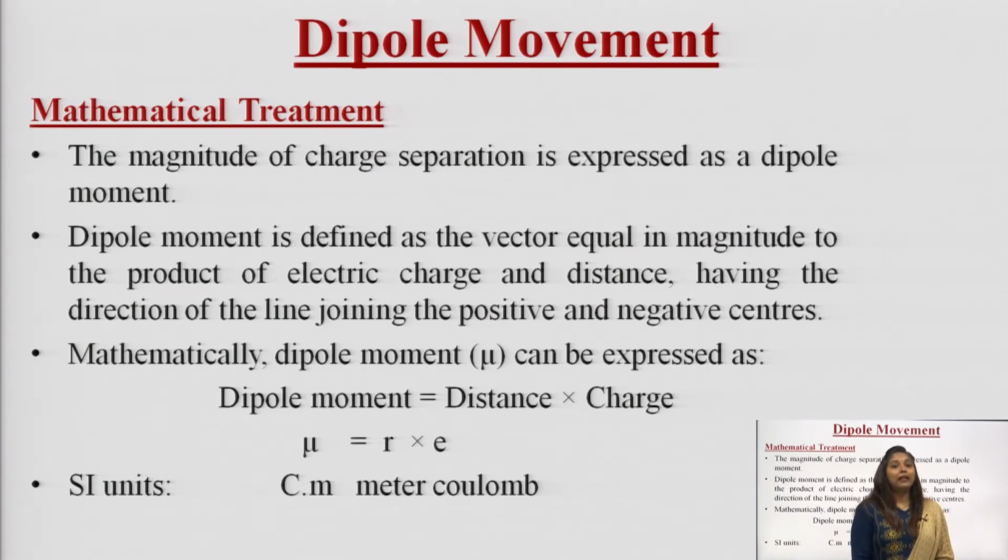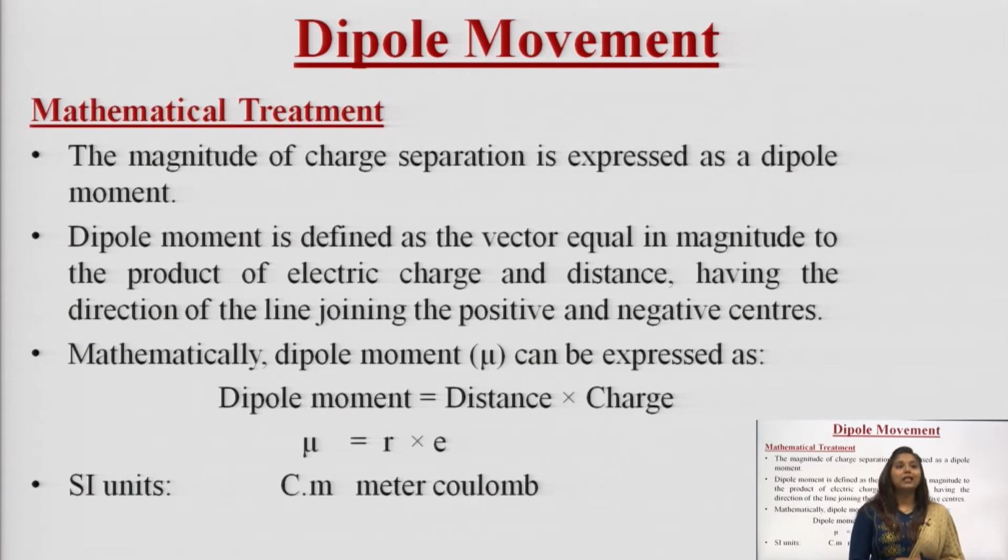Mathematically, if we can say and calculate the dipole moment, the treatment is mentioned here as the magnitude of charge separation is expressed as a dipole moment. कितने magnitude में charge का separation हो रहा है in the form of positive and the form of negative, it is expressed as the dipole moment. तो जो पॉजिटिव चार्ज एक तरफ कनेक्टेड हो जाते हैं, नेगेटिव एक तरफ कनेक्ट हो जाते हैं, द मैग्नीट्यूड ऑफ सेपरेशन ऑफ चार्जेस, it produces the dipole moment, it expresses the dipole moments.